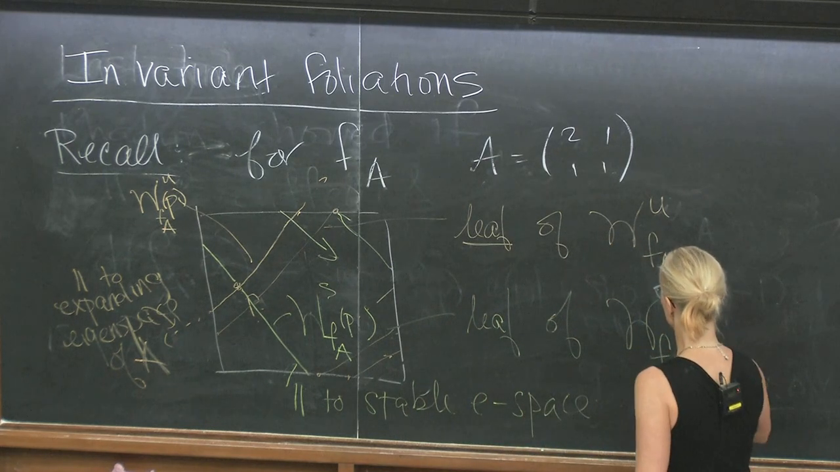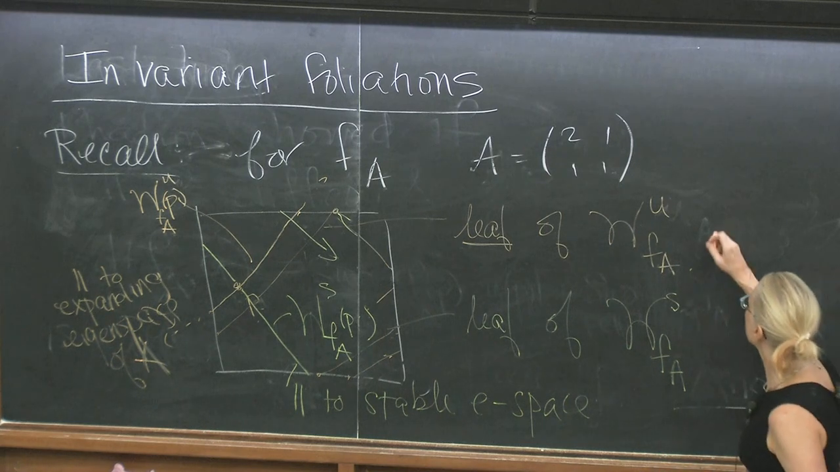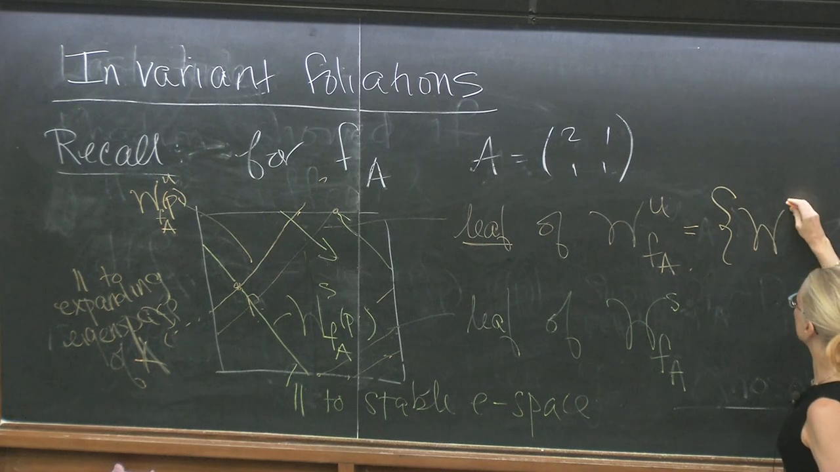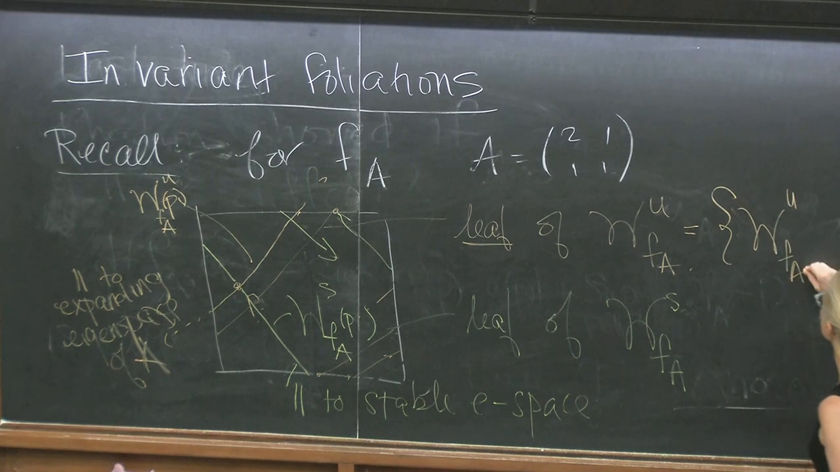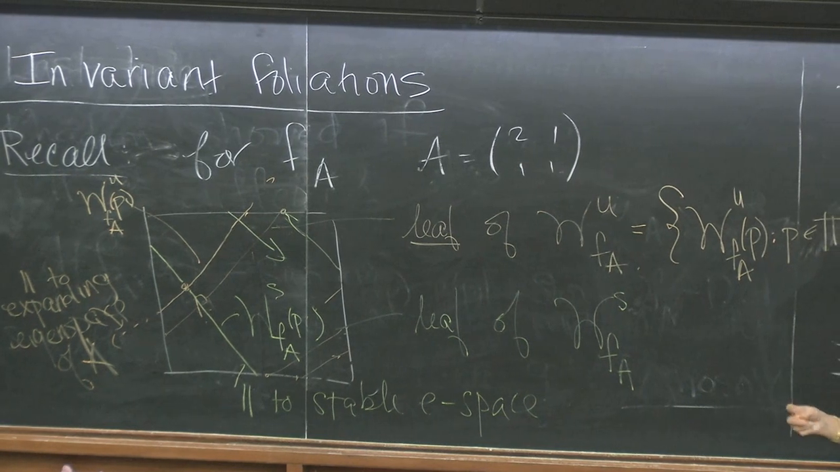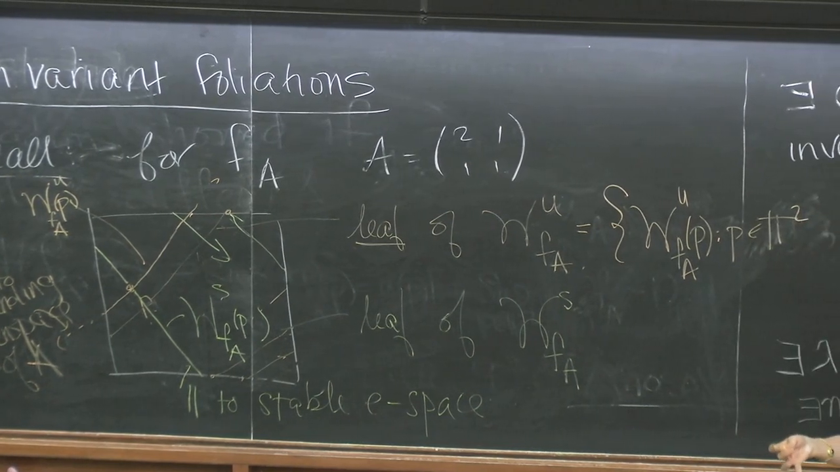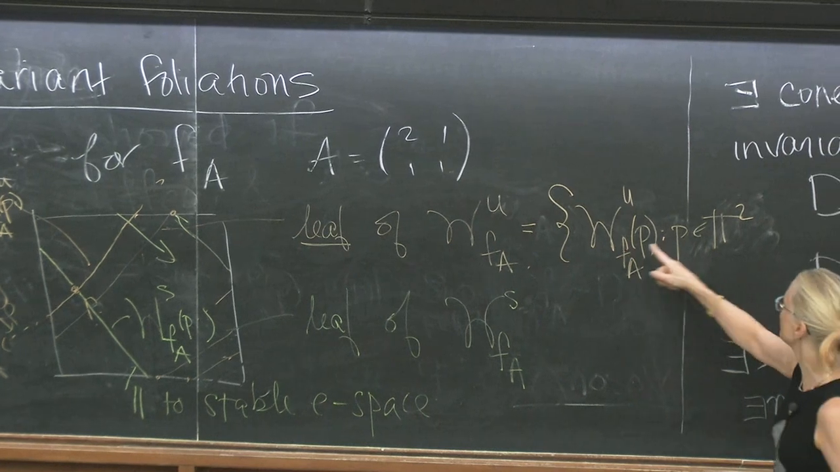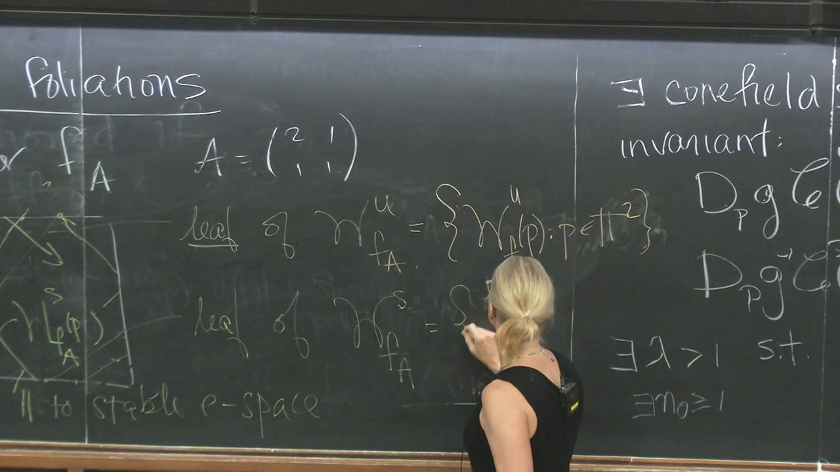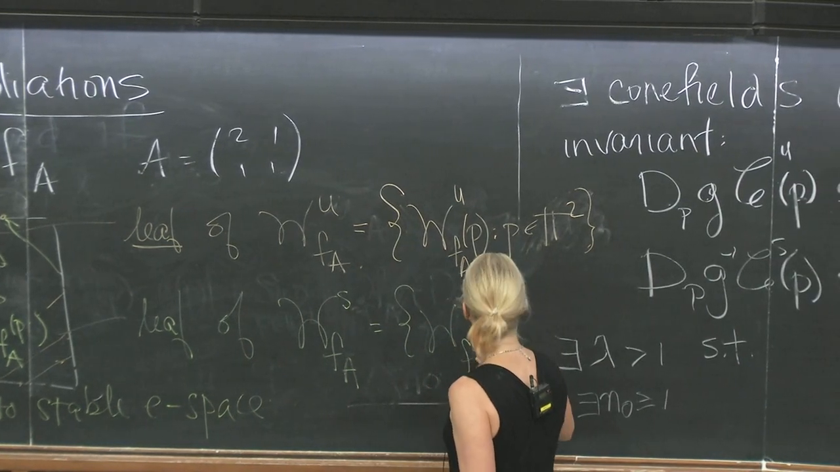So W^u of f sub A is the partition formed by taking the collection of all W^u of f sub A of p for p in the torus, where there's an obvious equivalence relation. If two points are on the same leaf, we consider those the same set. Okay. So it's a partition into leaves. And W^s is a partition into the stable leaves.